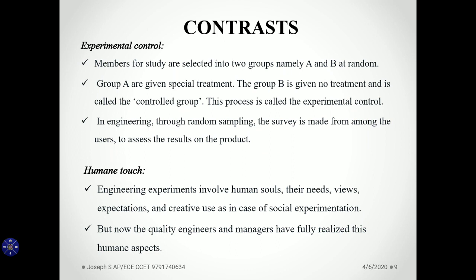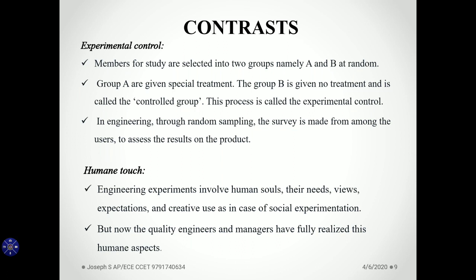Actually, engineering differs from standard experimentation. These differences highlight the engineer's responsibility, and there are many types of contrast. First one is experimental control. In experimental control, members for study are selected in two groups, namely A and B, at random. Group A is given special treatment, group B is given no treatment, and it is called the control group. This process is called experimental control.